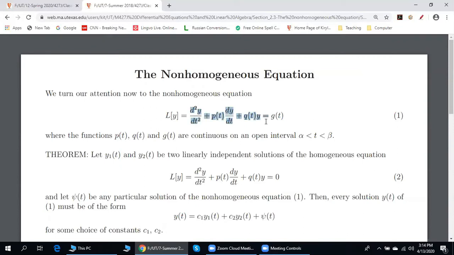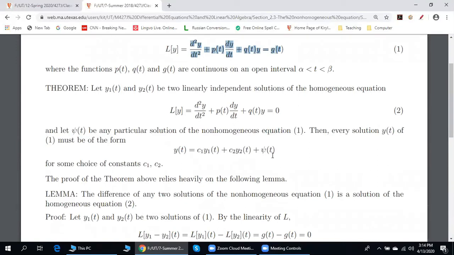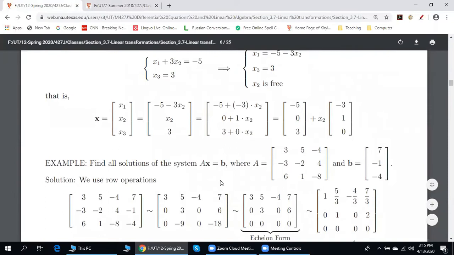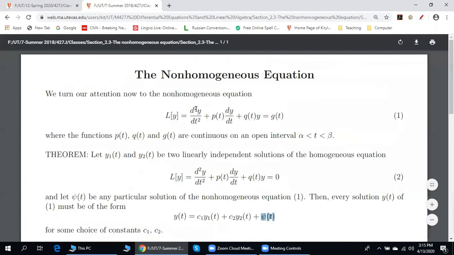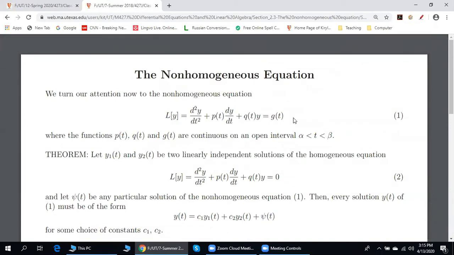The general solution of such an equation is again the sum of two pieces. General solution of the corresponding homogeneous equation plus particular solution of the original non-homogeneous equation. Therefore, the question is why, in two very different cases, systems of linear equations and linear differential equations, we have basically the same structure of solutions. Answer is linearity.